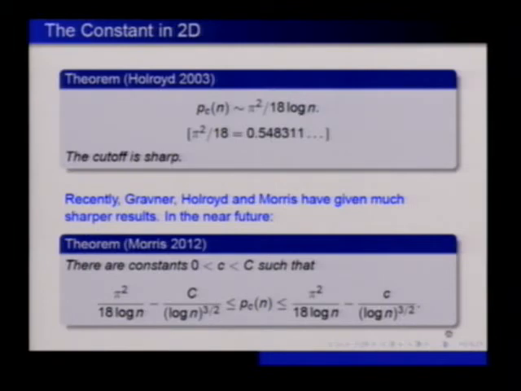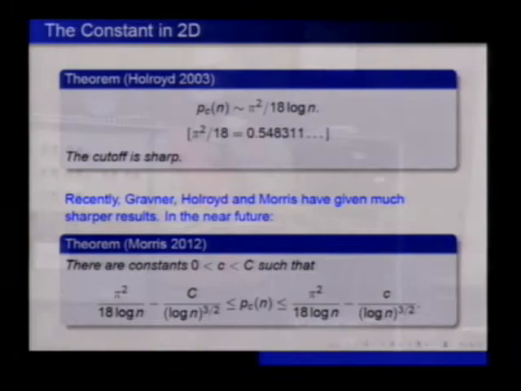And since then, not immediately, because it's a pretty tough nut to crack, much sharper results have been proved by Gravner, Holroyd, and Morris. The question is what happens. Can you pin it down better? Can you make the transition sharper? And can you find out what the next term is? And again, it's not the kind of thing one could guess. I haven't met anybody who could just guess it like that.